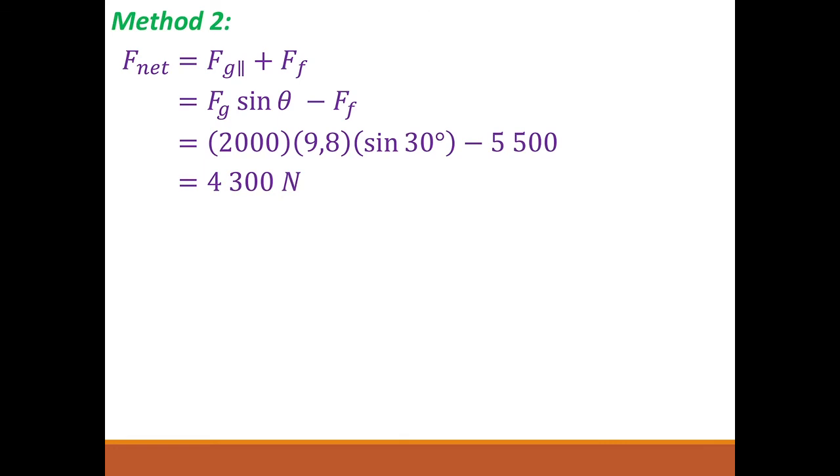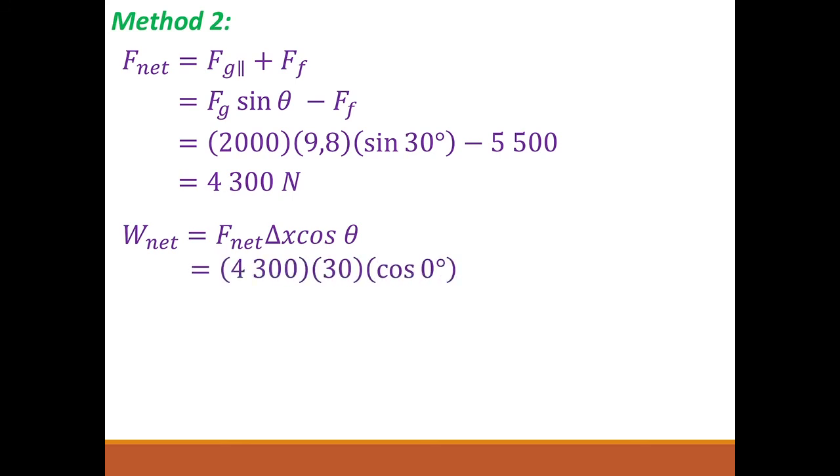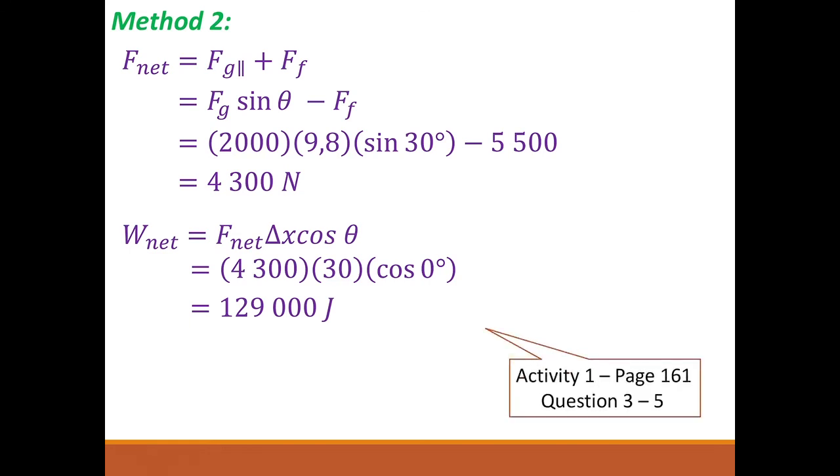It's a positive net force, which means net force is in the direction of the motion. Theta is then going to be 0. 4,300 times 30, that's 30 is the distance. Oh, look, 129,000 joules. Same thing. You will eventually find a method that makes sense for you, but sometimes they will specify. Which means now you need to go through activity 1 on page 161.